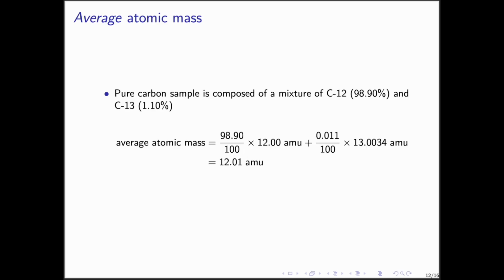Carbon has two isotopes, carbon-12, which makes up 98.9%, and carbon-13, which makes up 1.1%. Multiply 0.989 by 12.00, then add 0.011 times 13.0034. The result is 12.01 atomic mass units, very close to carbon-12, the most abundant isotope.